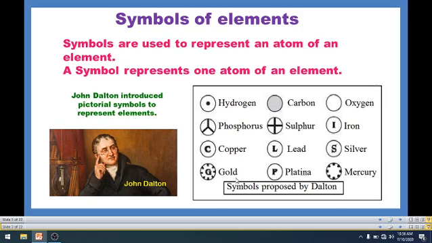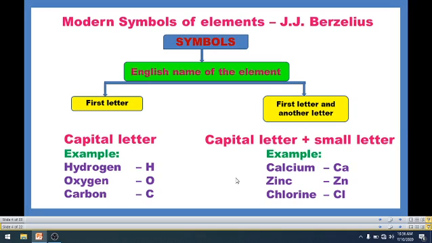So that's why J.J. Berzelius introduced modern symbols. He suggested that we can use the English name or Latin name of the element to derive the symbols. We can use the first letter of the English name of the element, written as a capital letter. For example, hydrogen, the first letter is H, therefore the symbol of hydrogen is capital H. Oxygen, symbol capital O. Carbon, symbol capital C.